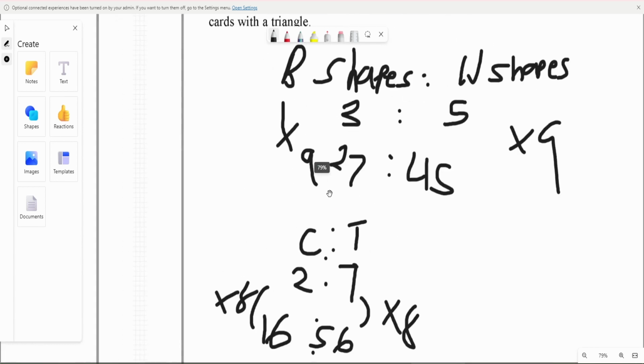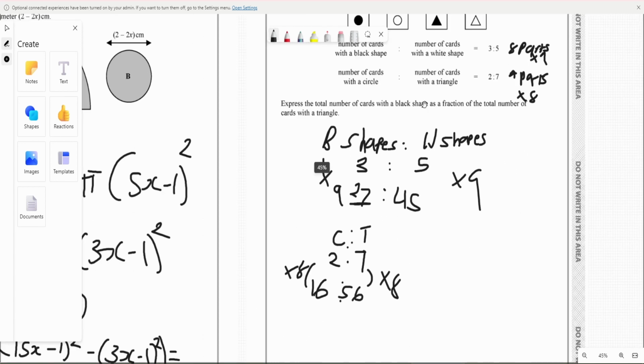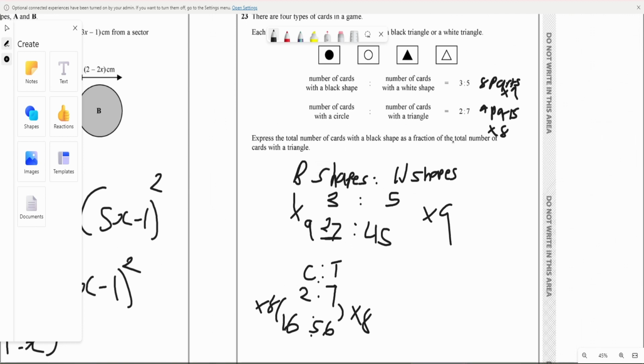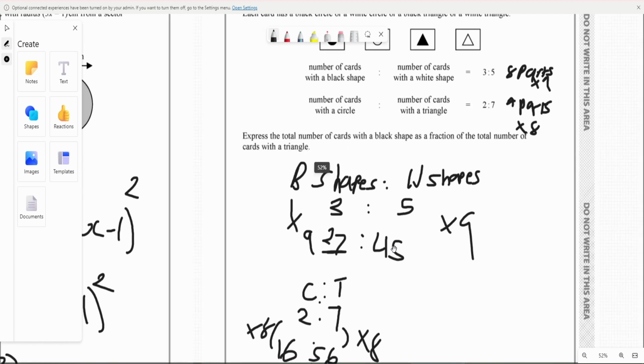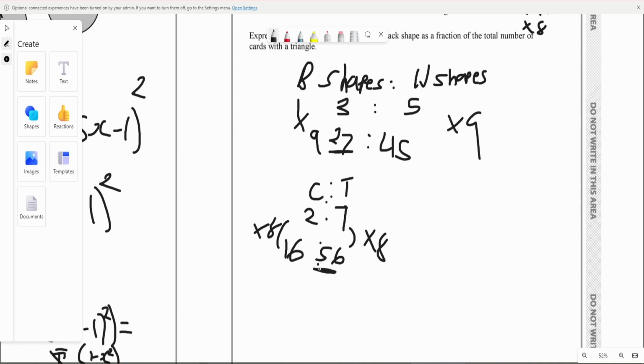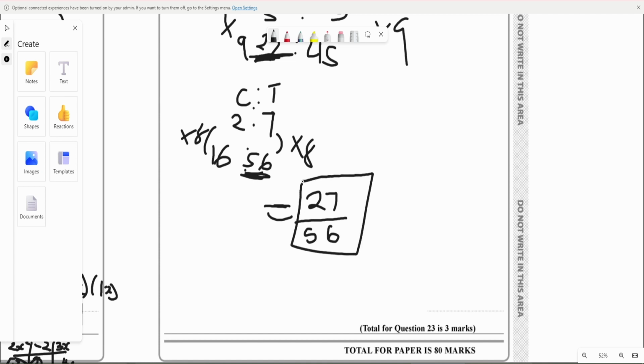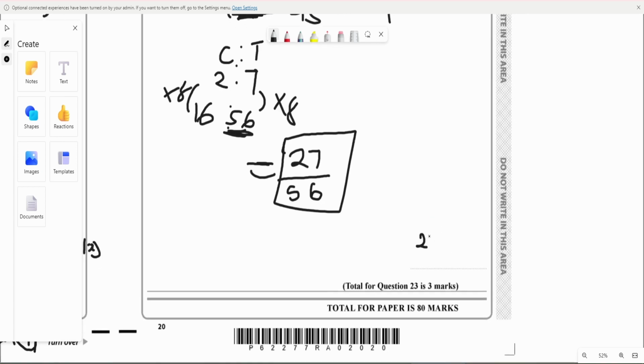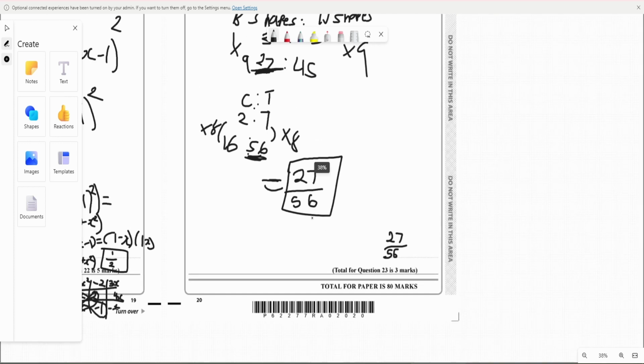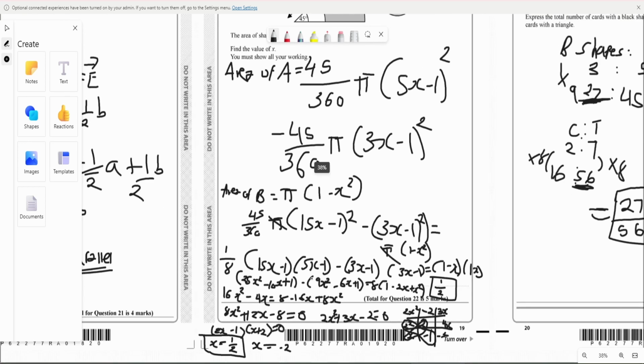As you can see, we have a 27 here, and we want to express it as a fraction of the total number of cards with a triangle, the 56. So our fraction is going to be 27 divided by 56. There you go. Not as hard as the last one, as it was only 3 marks. However, this question was a really messy one.